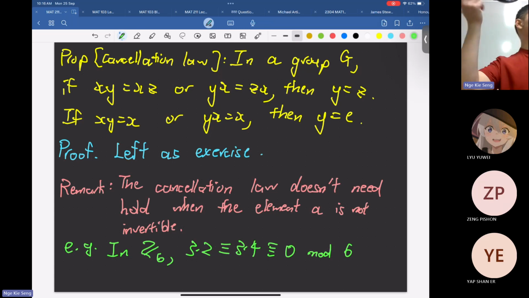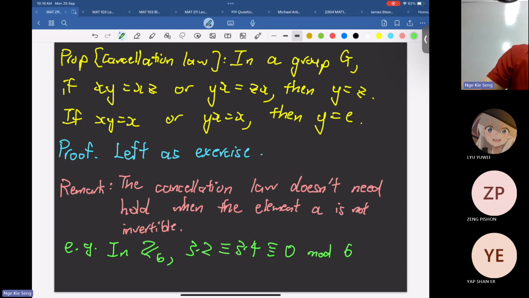Can I just get rid of 3 or not? If I get rid of 3, what happened here? It equals 4 mod 6, which is a contradiction, which is wrong. So you cannot just see both of them have the same thing and then throw it away.